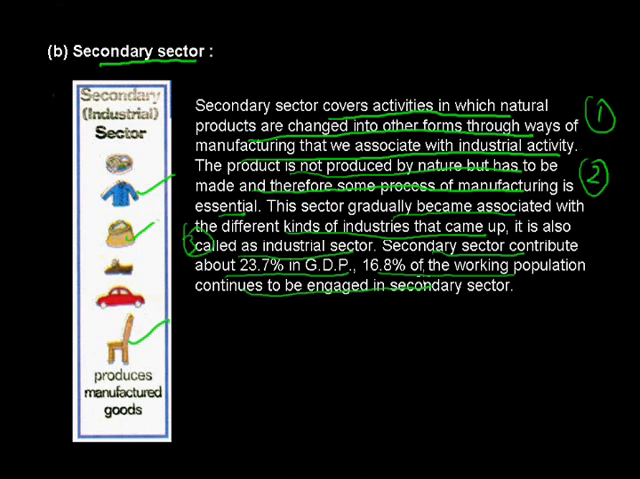Well, if any one of you has an answer, why only 16.8% of the working population is part of the secondary sector? First of all, in the secondary sector, most of the work is done by the machines, and wherever you are using the machines, that will reduce the employment opportunity. Most of the work will be done by the machines, and obviously that is going to reduce the employment.